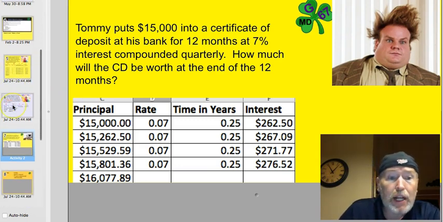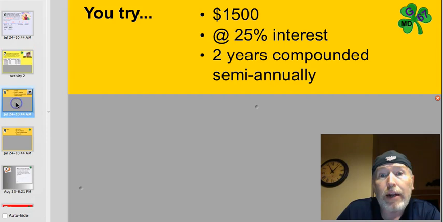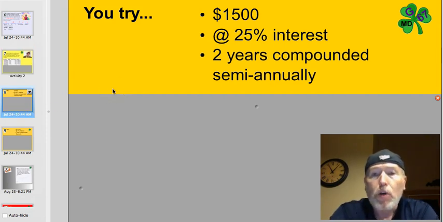All right, time for you to try a couple problems and for me to quit lecturing on borrowing money. All right, go ahead and try this one. $1,500 at 25% interest for 2 years, compounded semi-annually. Remember, that means twice a year.